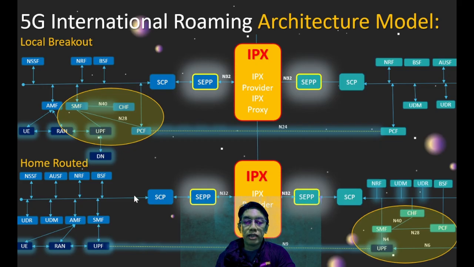So in the home routed, it will only connect the core to the radio sites and create the session for the 5G session to the UPF for data, but this UPF in the visited PLMN will then forward the request to the UPF, or user plane function, in the home PLMN. So the charging will be controlled by the home network in the home routed model, while in local breakout, the charging is controlled in the visited PLMN.